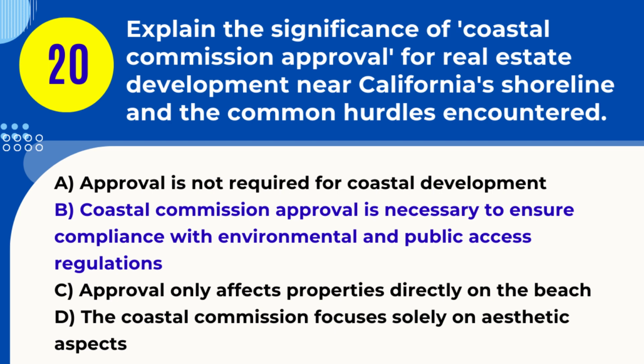Answer. B. Coastal Commission approval is necessary to ensure compliance with environmental and public access regulations. Explanation. For real estate development near California's shoreline, obtaining Coastal Commission approval is crucial. The Commission ensures compliance with state laws concerning environmental protection, public access, and land use. Developers often face hurdles related to these regulations.